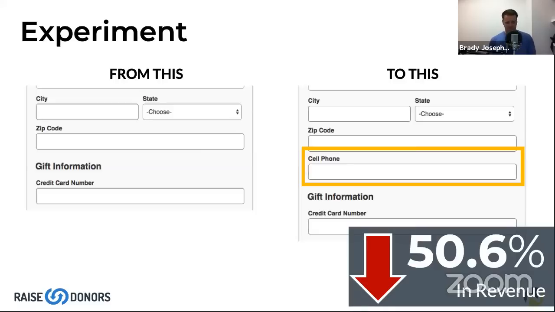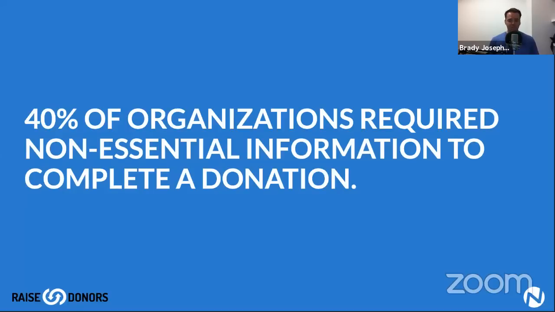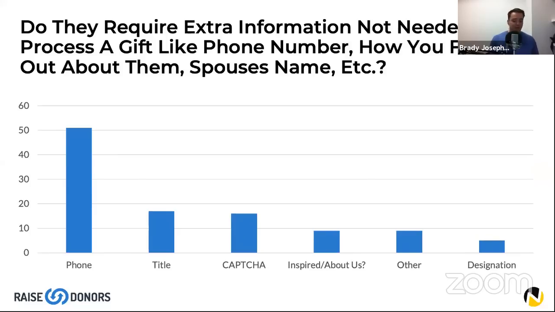So we looked at how many non-essential fields organizations were requiring. Again, requiring is key. And we found 40% of organizations required non-essential information. So this was things like the phone number.